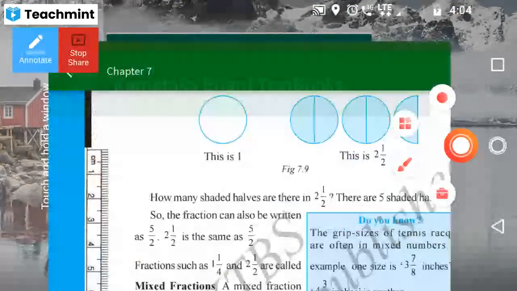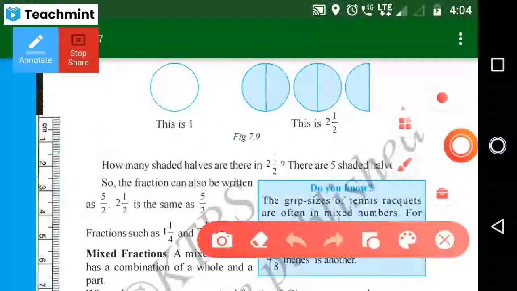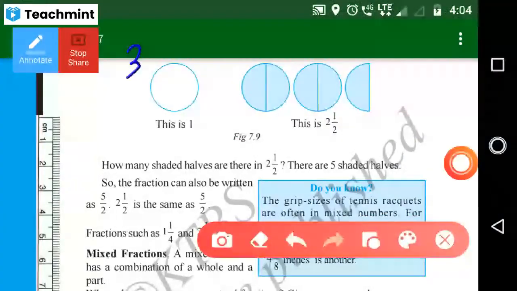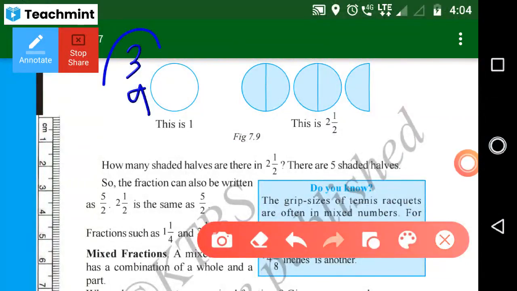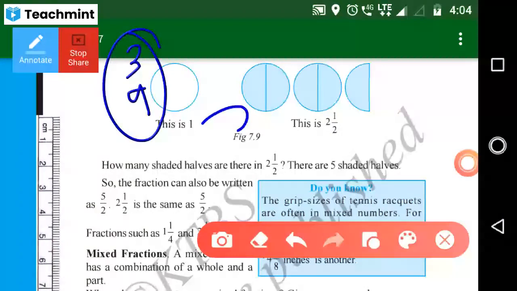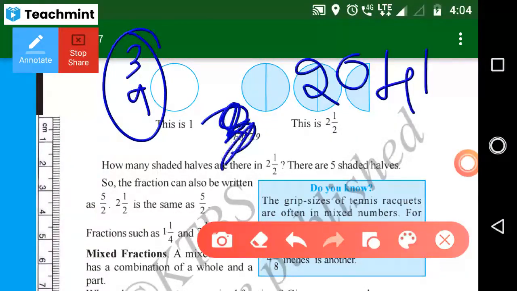You know that 3 table, you can observe. So 3 table means you know the 3 divisibility rule. What is the rule? You just add all the digits of the number, and it should be divisible by 3. Yes, you just add these numbers.